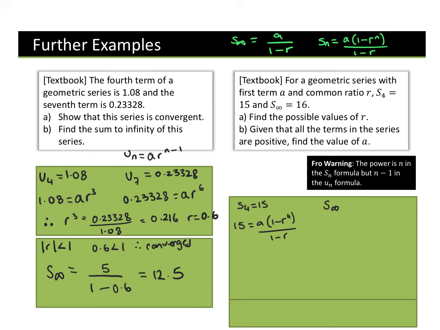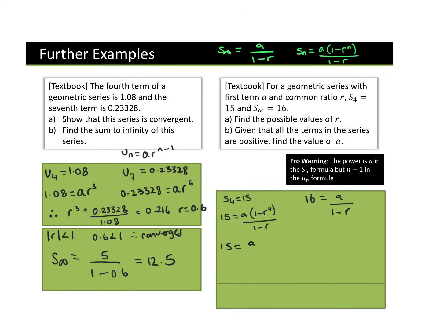So the sum to infinity equals a over 1 minus r. This equals 16. We now have simultaneous equations. Okay, this is how I would substitute it in. Now, being able to spot this as a mathematician will make your life easier.